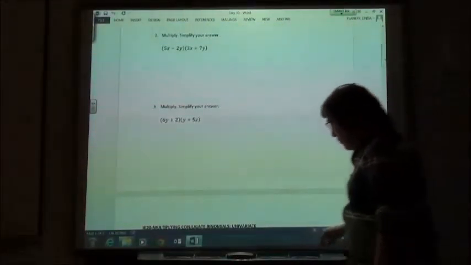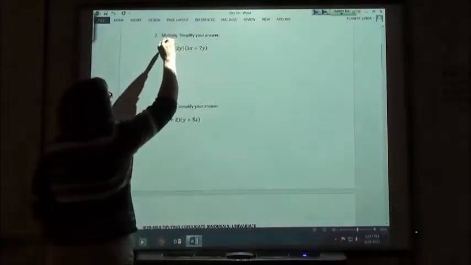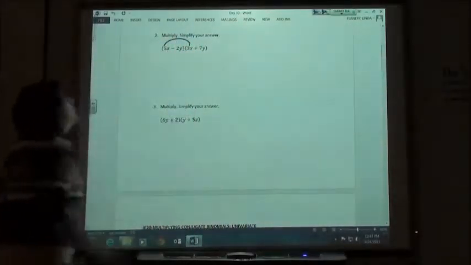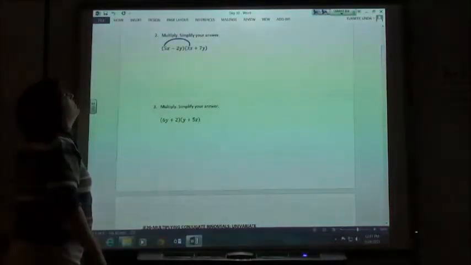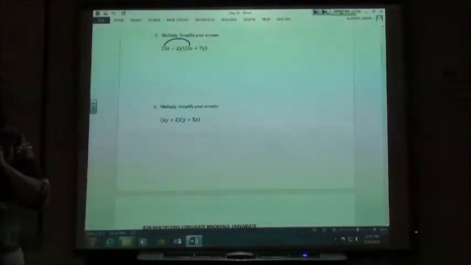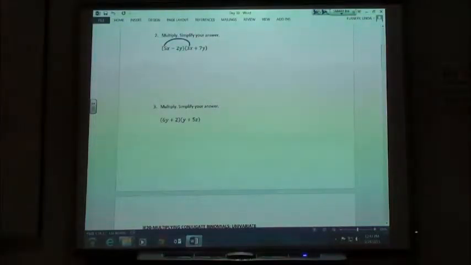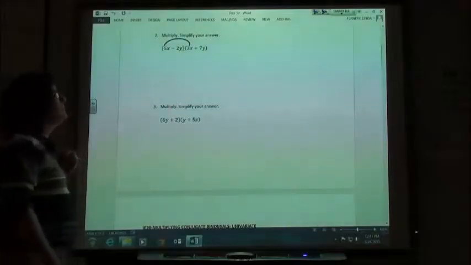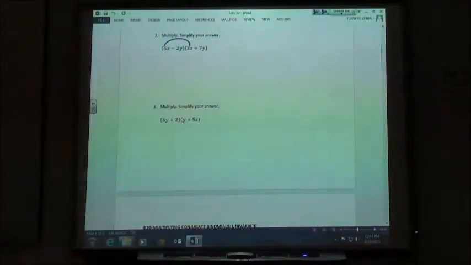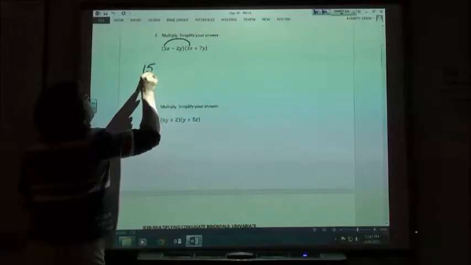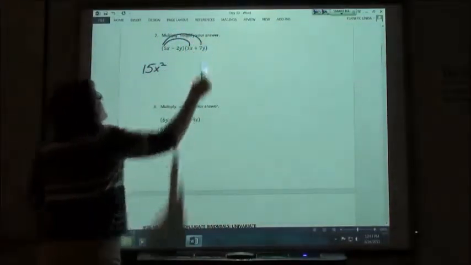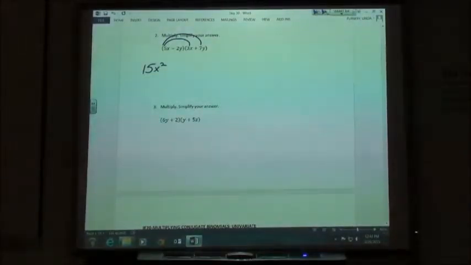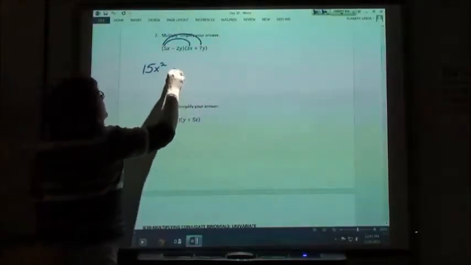So number 2, again, we're going to FOIL that out. We're going to start with our first pair. The 5x times the 3x would be 15x squared. 15x squared, right. And then we're going to do the outside pair. So 5x times the positive 7y. 35xy.